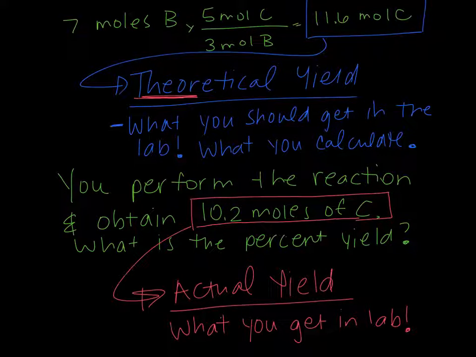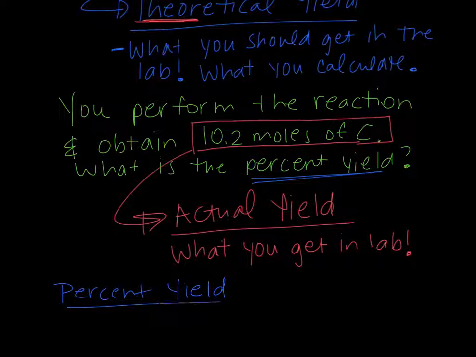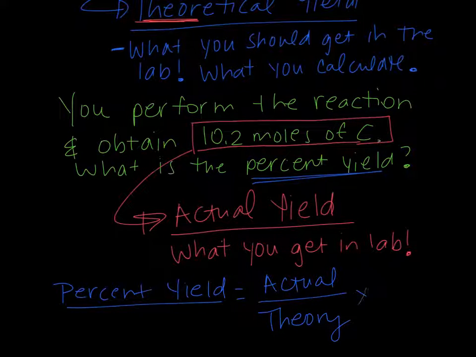So in order to find the percent yield, the percent that you got, you have to compare the two numbers. So the percent yield is the actual yield divided by your theoretical yield times 100.